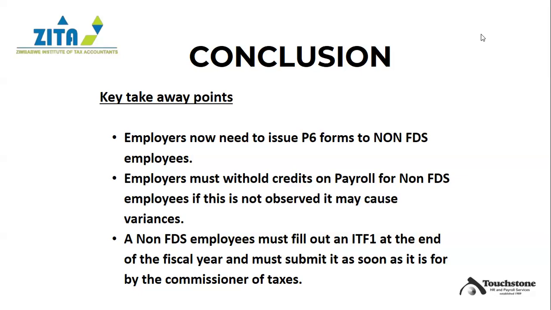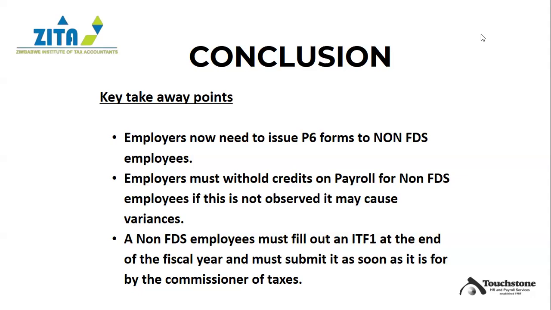Now, if your employee has already left your organization, the only obligation that you have is to give them their P6 when they leave. So if somebody is leaving today, you give them the P6 form. At the end of 2026, they should gather their own P6 forms, fill them out themselves, and then submit to ZIMRA. The onus is not on us.